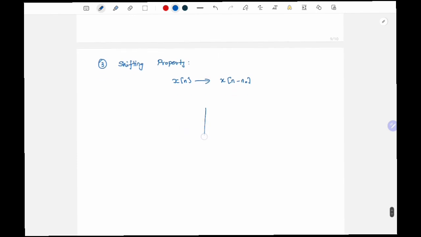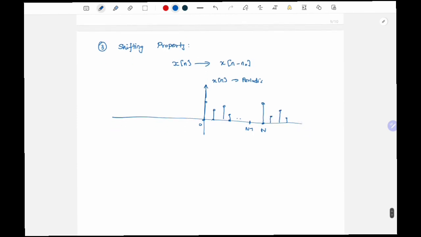For this you have to take a look at what is happening. You know that your x[n] is going to be periodic. So you have 0, something here, and something like this up to N minus 1, and that again from N you are going to repeat it, right? Now we shift this by n naught. So x[n minus n naught], what is happening? You are only interested in the region 0 to N minus 1. Region of interest.